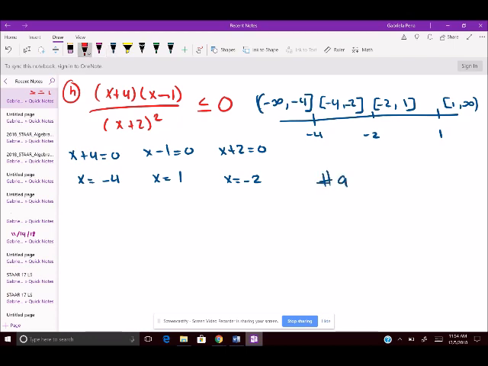Now, how is the next one a little bit different? Let's look at I. 2x over x plus 4 is less than x. So what is wrong with this problem? It's not 0, so what do I have to do? Subtract x, right? So then this becomes 2x over x plus 4 minus x is less than 0.